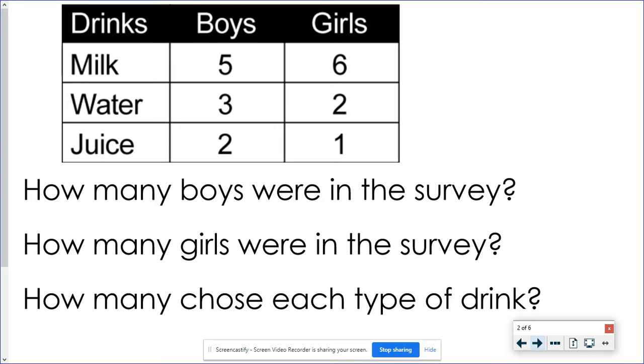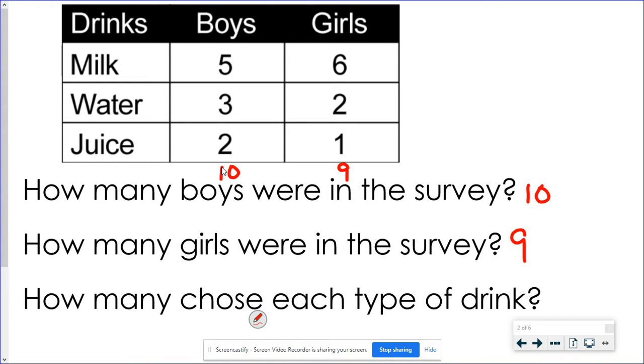So when I ask how many boys are in the survey, what we would have to do then is add up the total of that column. So 5 plus 3 is 8, plus 2 is 10. There were 10 boys that were included in this. And for girls, we have 6 plus 2 plus 1, which would be 9. So how many boys were included in the survey? There are 10. How many girls were included in the survey? There were 9.